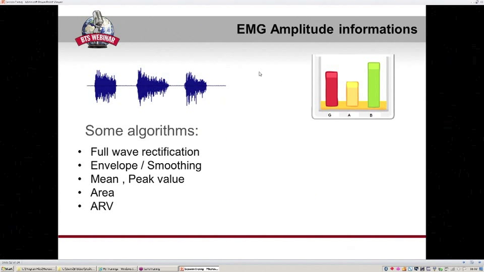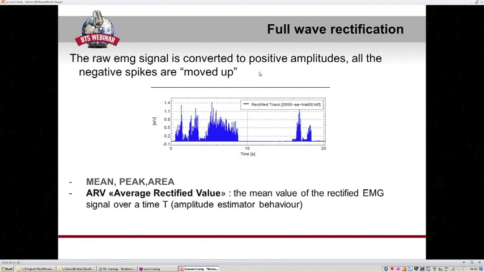So let's start with the EMG amplitude information. The on and off and the more or less characteristics, and other qualitative assessments, can directly be derived by a quantitative amplitude analysis. So starting from the raw signal, the full wave rectification, the envelope or the smoothing algorithm, and the others here in the list can be used.